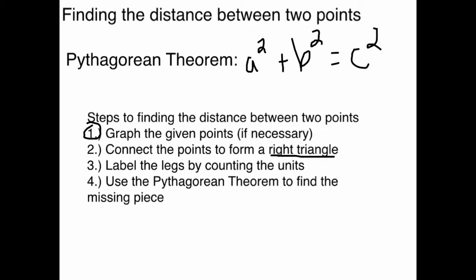Third, you're going to label the legs by counting the units, and I'll show you what I mean when we do an example. And lastly, you're going to use the Pythagorean theorem to find the missing piece, or to find the distance, which is normally going to be the hypotenuse. So let's go ahead and jump into an example so you can see what I'm talking about.